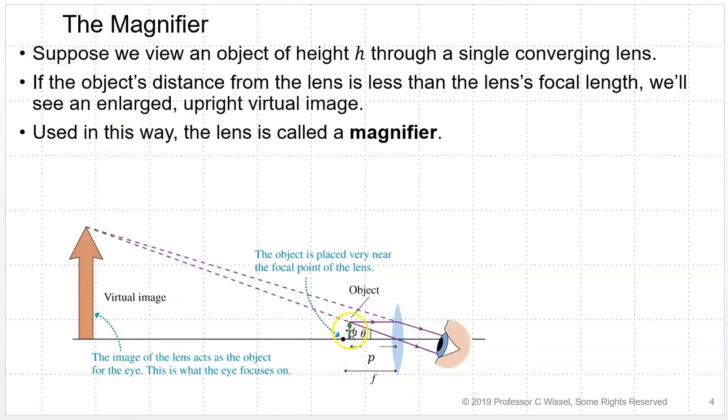So here's an object that would be very difficult for you to examine in good detail. But if you put a magnifier between you and the object and set it up such that the distance of the object is just inside the lens's focal length, just slightly smaller than the focal length, you will see a magnified virtual image. And because it is magnified, you'll be able to examine it in greater detail.